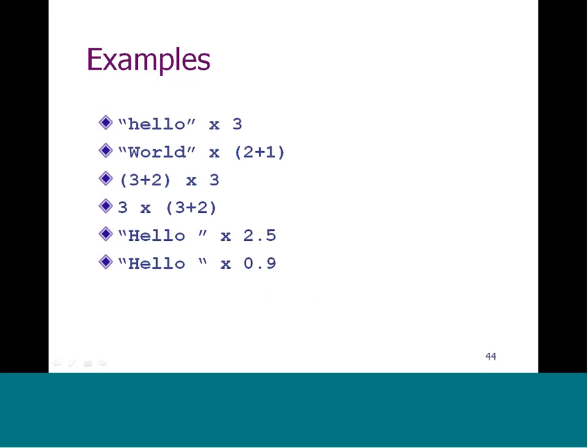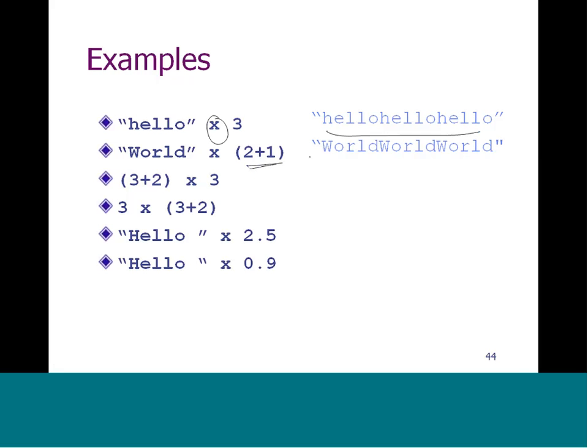Now we look at some additional things. One thing we talked about was the repetition operator, the x operator. The x operator multiplies that hello by 3, so you get this as the output. Then "world" x (2 plus 1), with 2 plus 1 in parentheses, prints out world, world, world. The parentheses are evaluated first, so 2 plus 1 becomes 3, and then world is repeated 3 times, giving the same result.